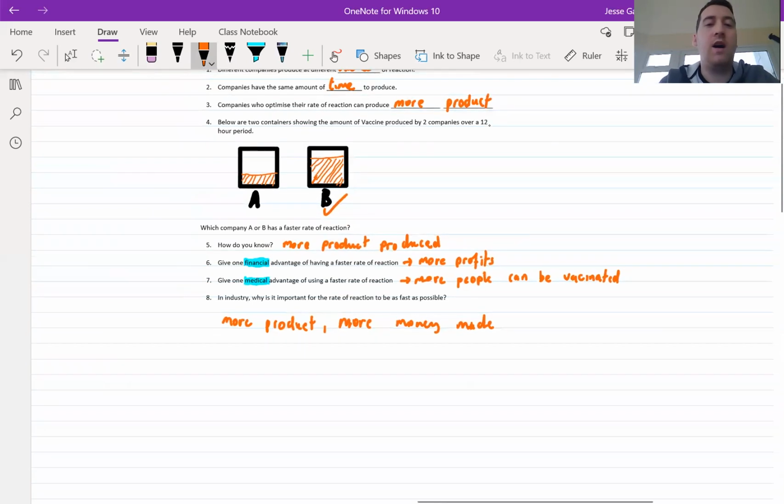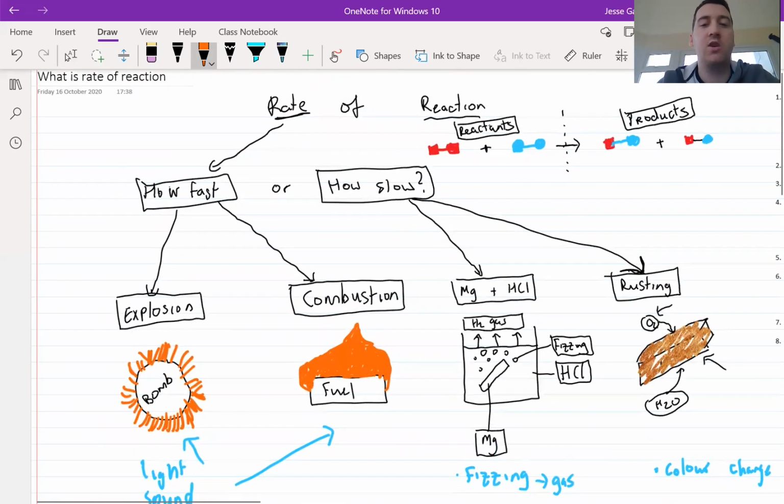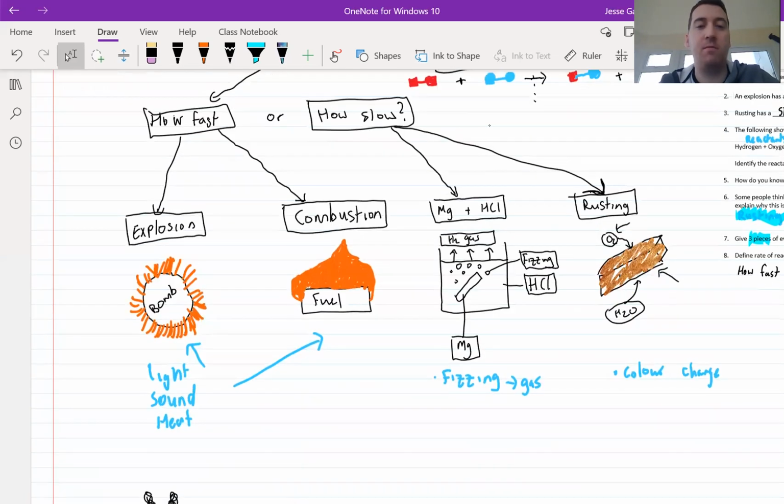All right, so today, just to recap, you have learned what is meant by rate of reaction, how fast or how slow a chemical reaction happens. Chemical reactions involve the atoms of reactants reassembling to form new products. Reactions can be really fast, like explosions and combustion, and they can be slower, like reactions between a metal and an acid, magnesium and acid, or something really slow, like your bicycle chain rusting. Any metal rusting is really slow, happens over a long time.